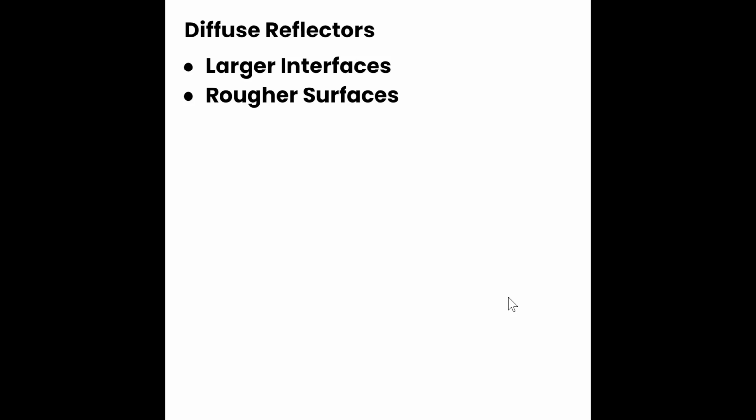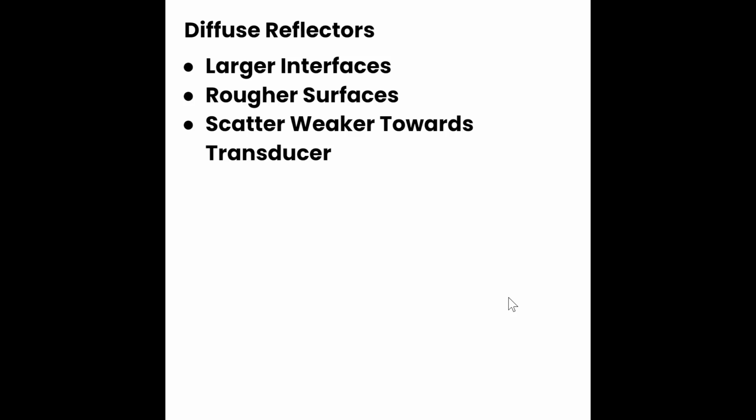Diffuse reflectors are still large interfaces, but they are going to have much rougher surfaces. These surfaces can be found in organs or at interfaces. Diffuse reflectors send most of their echoes back in the direction of the transducer, but they are a little bit weaker and a little less predictable in how they travel, as they are not always aimed directly at the transducer. For the diffuse reflector, think about tinfoil.